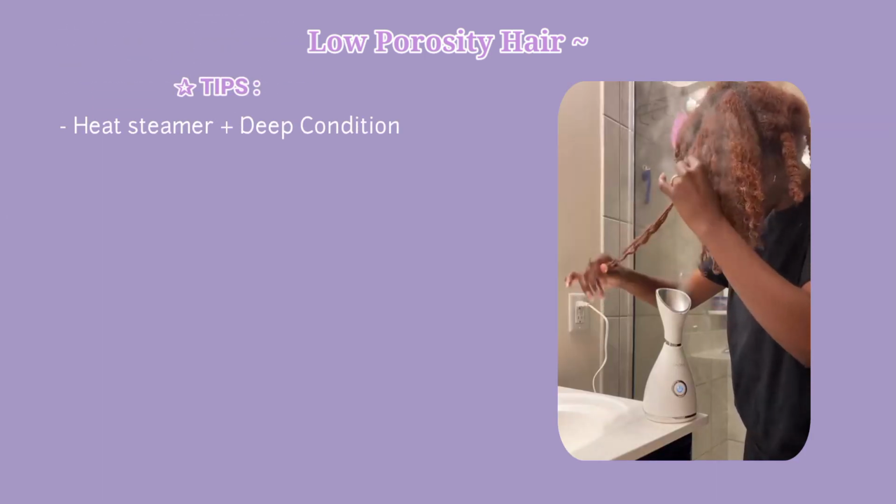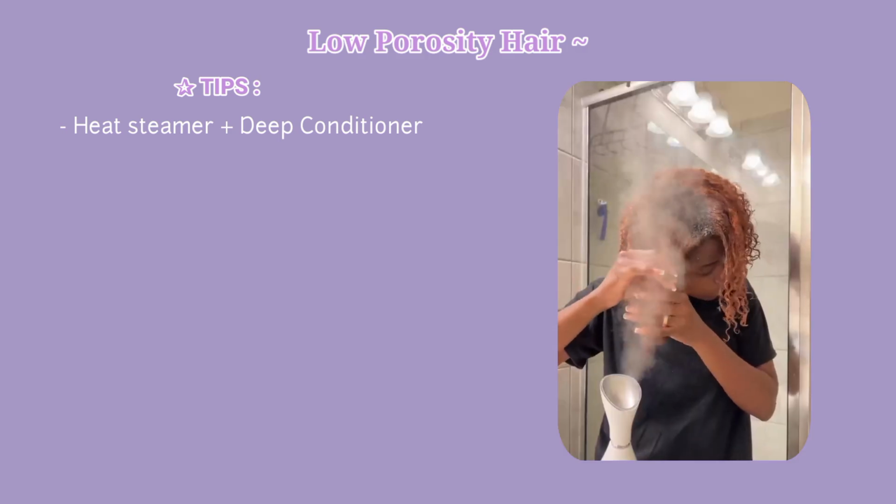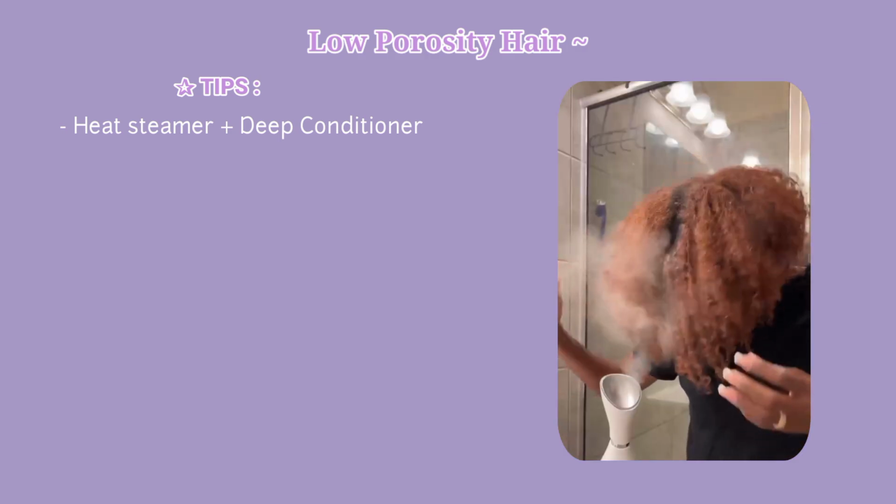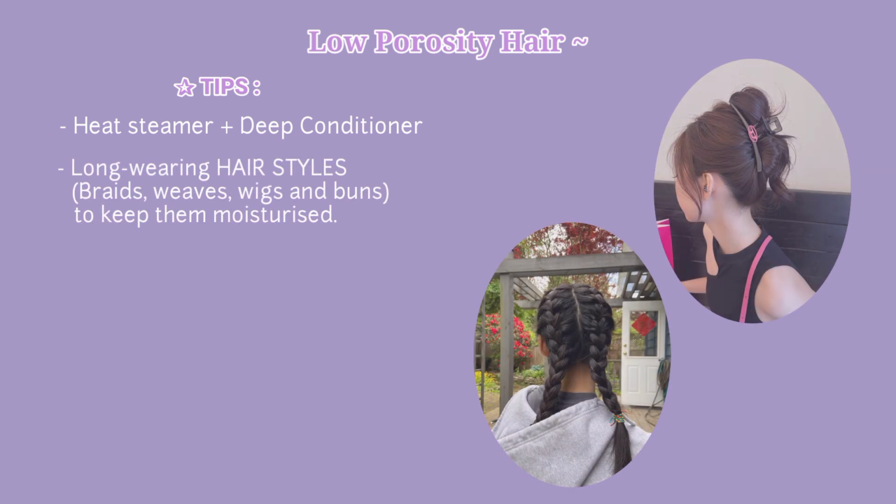Use steam or heat caps while deep conditioning. Steam opens hair cuticles, allowing moisture and products to enter. By putting your hair in a long-wearing style, such as braids, weaves, wigs, and buns, you are not only keeping your hair moisturized, but also sheltering it from weather elements.